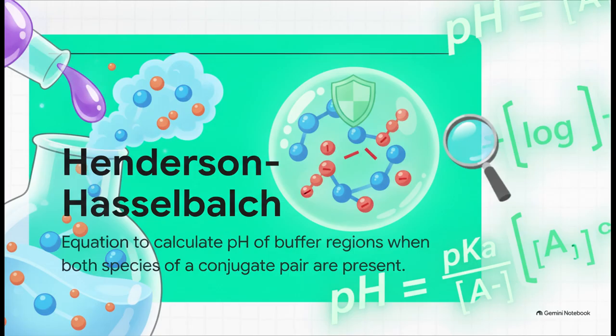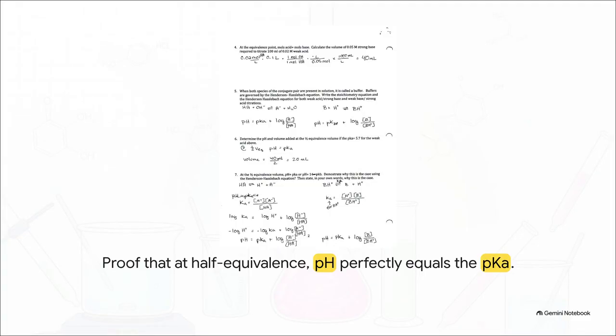This creates a stubborn, fascinating mixture where both the weak acid and its conjugate base are hanging out together. We call this a buffer region because it actively resists changes in pH, and it is governed entirely by the incredibly powerful Henderson-Hasselbalch equation. And this buffering action leads to an absolutely beautiful mathematical shortcut.